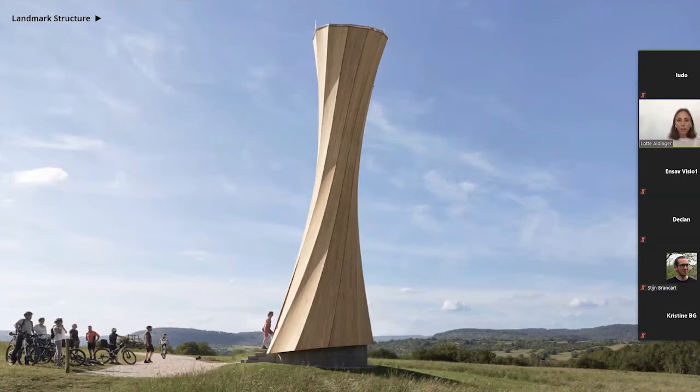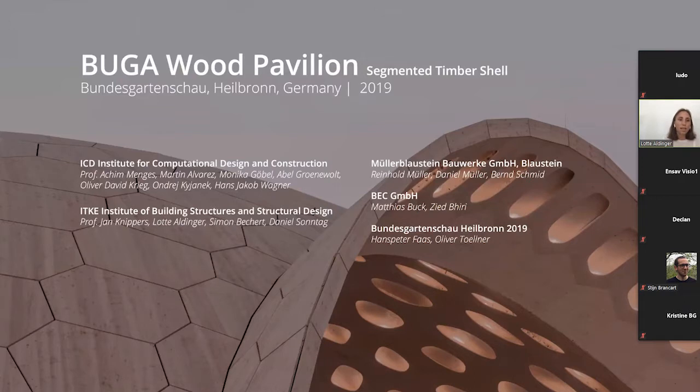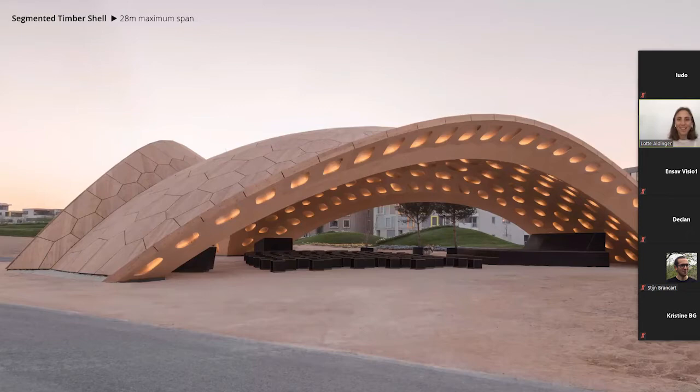So as the next project, which is also a collaboration of ICD and ITKE, I want to show you the segmented timber shell. So it's an alternative strategy that doesn't have to do anything with bending, but it still creates strength through geometry. And it's relevant, I think, because also here the fiber directionality and the patterning of the segmentation plays an important role. So this is how it looks like with its 28-meter maximum span.